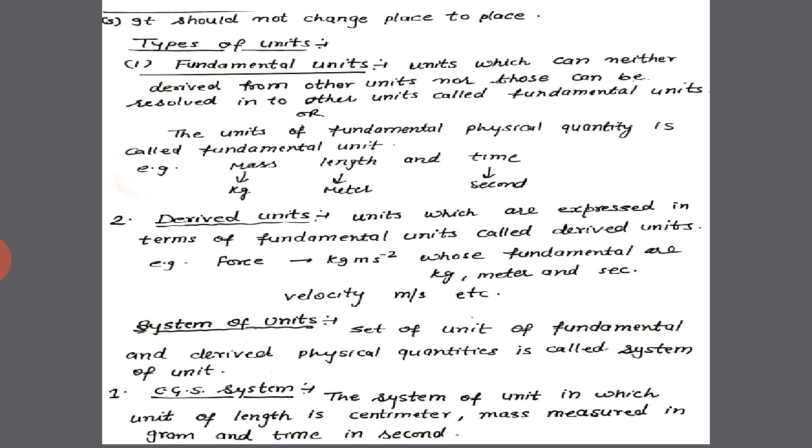CGS system. Now we will study different types of earlier existing systems of units. The CGS system is the system of units in which the unit of length is centimeter, mass is measured in gram, and time is measured in seconds. Whatever system of units we consider, the unit of time will remain the second.